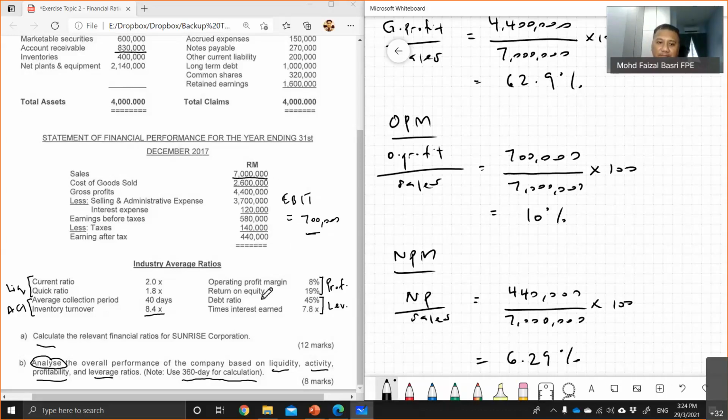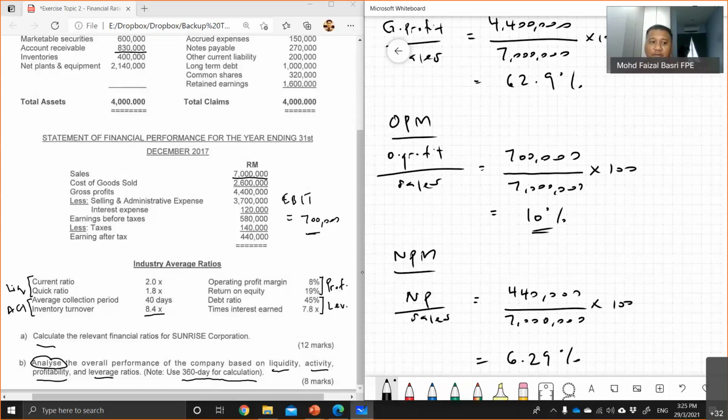Okay, so from this question, we can compare only on the operating profit margin, because this is the only information given to compare out of all three margin ratios, which is operating profit, which is this part. The company, Sunrise Corporation, has 10% operating profit, and the industry average has 8%.